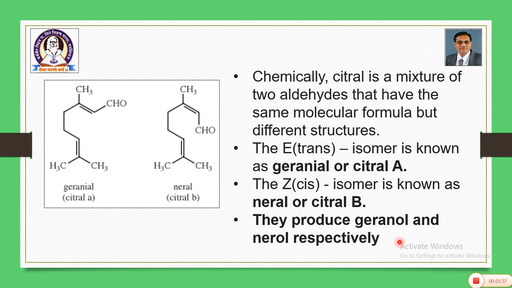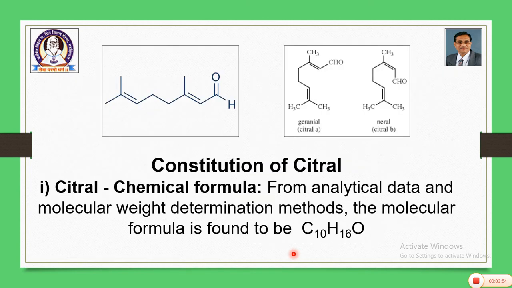When they are reduced, these CHO groups are converted into alcohol. So, when it becomes CH2OH, it is one alcohol. When this becomes CH2OH, it becomes another alcohol. They produce geraniol and nerol respectively. Then we have to deal with constitution of citral, meaning structure of citral.